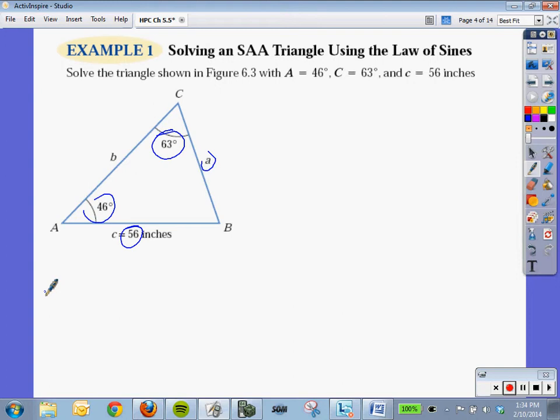So we're going to set up a proportion that says 56 over the sine of 63 is equal to little a over the sine of 46. And that gives us the ability to solve for a. We have this proportion that only has one unknown in it, and so we can solve for a by multiplying both sides by the sine of 46.